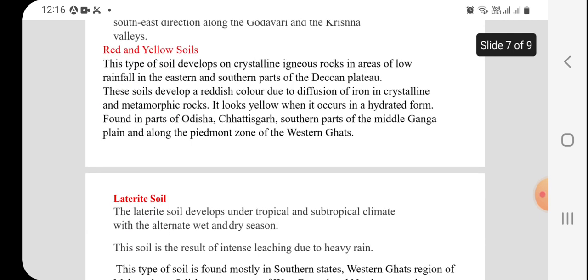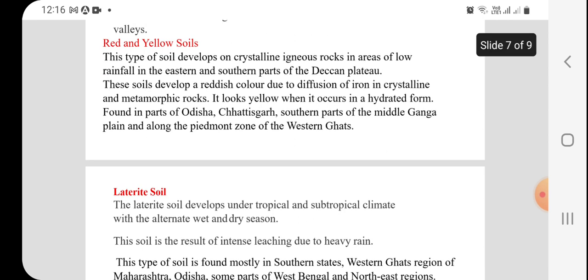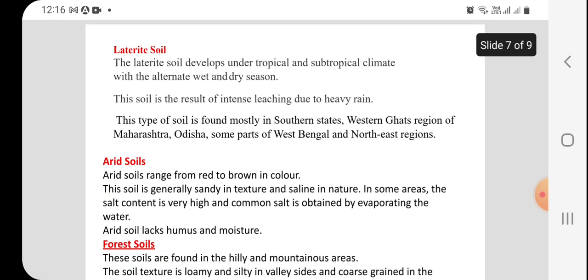Red soil mostly comes under the Deccan Plateau region. Due to high temperature, the rock which has more iron undergoes oxidation, and heat makes it appear red in color. These soils are important for cultivation of millet crops, otherwise called dry crops, like ragi, jowar and bajra. These are more common in the Deccan Plateau region, and mostly cover Orissa, Chhattisgarh, the southern part of the middle Ganga plain and the pediment zone of the Western Ghat region. Then laterite soil.